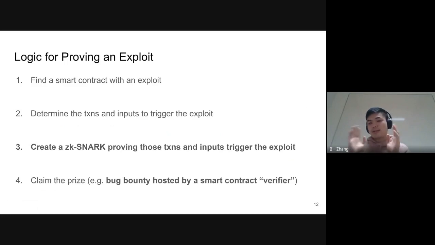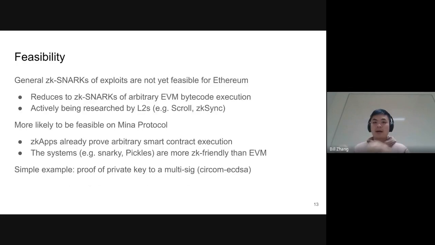In step 3, instead of executing those transactions to trigger the exploit, you just create a ZK snark proving that those transactions and inputs together will trigger the exploit. And then in step 4, you can claim the prize by submitting the ZK snark to a verifier. That smart contract verifier may host a bug bounty, and when you submit the ZK snark and the verifier checks that it's correct, it'll pay out that bounty to you.